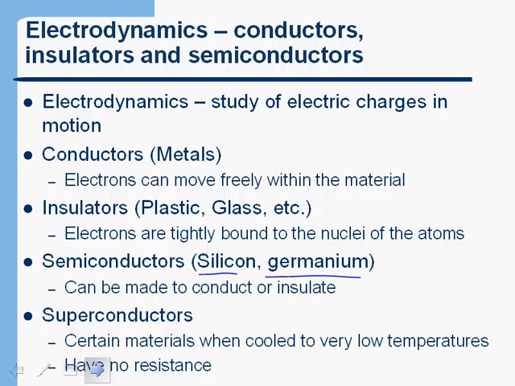There's one other type of material that we want to talk about, which are superconductors. And it turns out that certain materials, when cooled to very low temperatures, like just a few degrees Kelvin, so way down in the temperature scale, when they're cooled that much, they have no resistance to electricity at all, meaning that electricity can flow through them with no resistance whatsoever. And we'll talk a little bit more about that later after we talk about the concept of resistance.